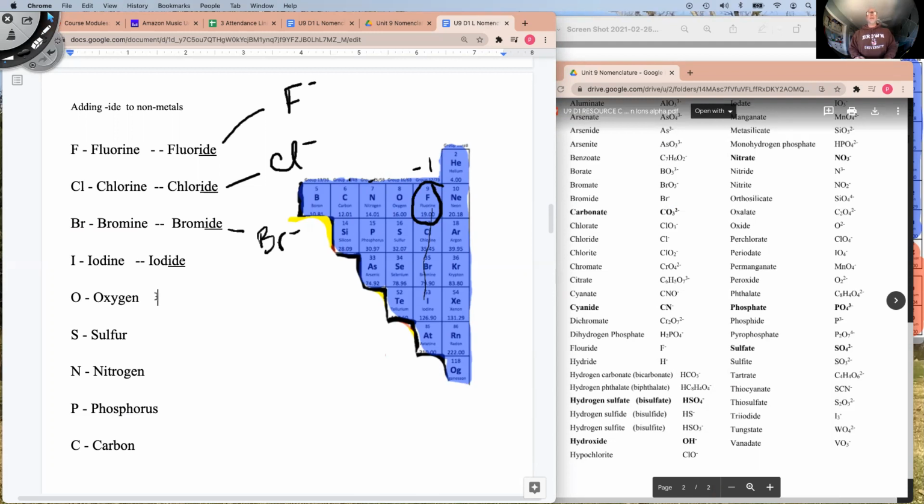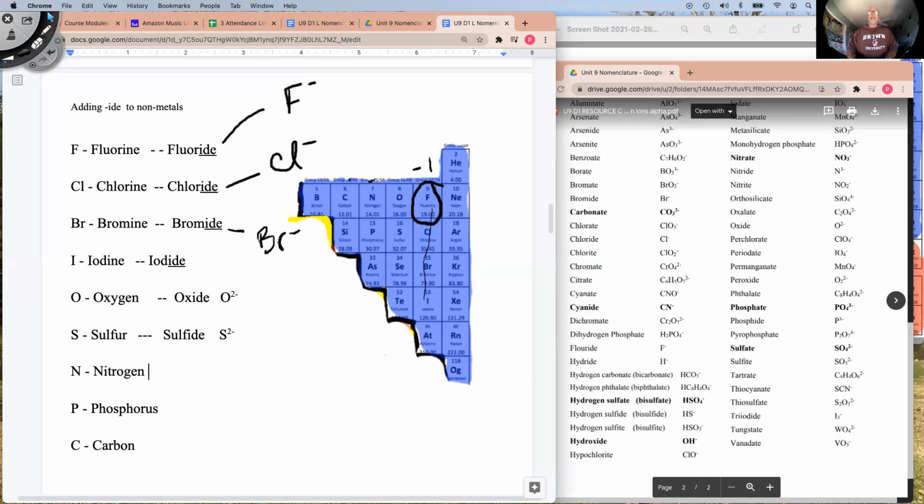All right. Now oxygen, which is right here, is an O, but if we're going to give it an O2 minus charge, it's going to be oxide. And the oxide is going to be written as O2 minus. That's what oxide is. Sulfur, a lot of people want to say sulfuride. It's not sulfuride, it's just sulfide. And sulfide, which is right here in the second column, is going to be an S2 minus charge as well.